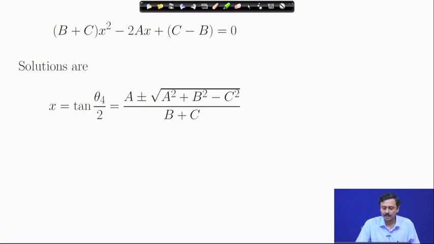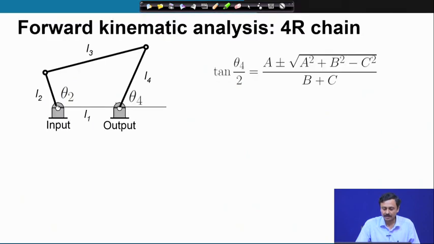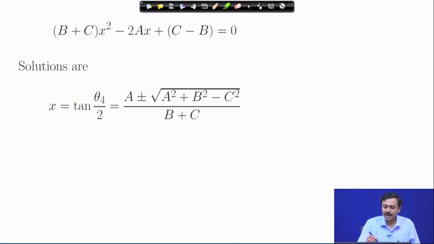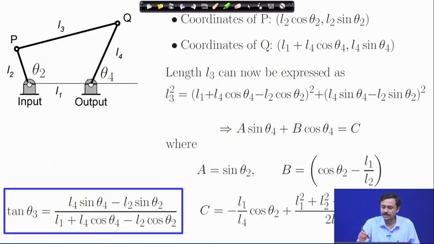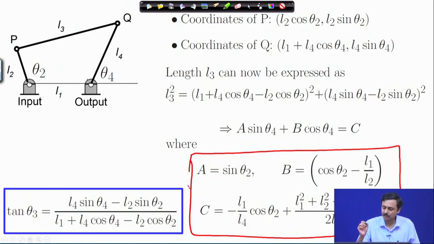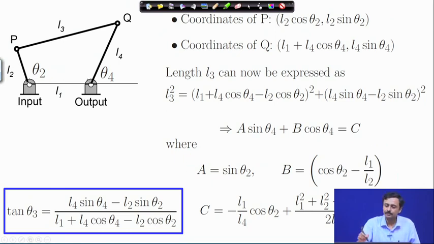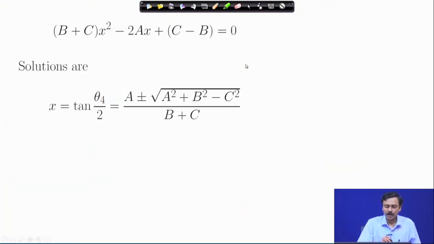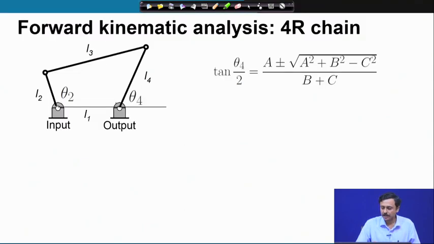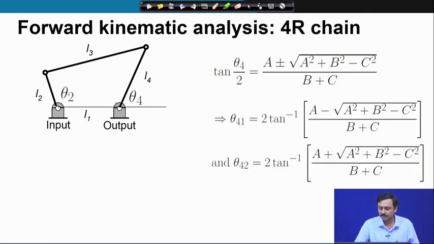So, you have it in this form, and you also remember that we have these a, b, c expressed previously. So, these are the definitions of a, b, c in terms of theta 2 and the other link lengths. So, I can find out x, and hence I can find out tan theta 4 by 2 in terms of theta 2. So, let us do that. So, tan theta 4 by 2 is this expression in terms of a, b, c.